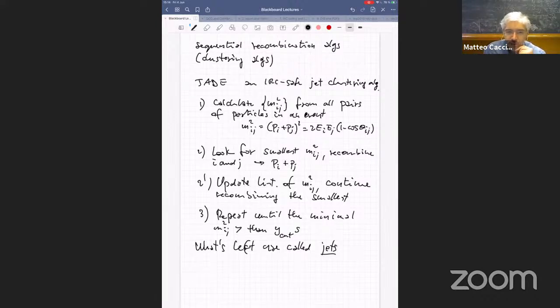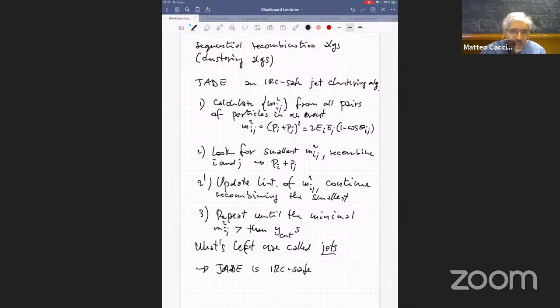This is trivially infrared and collinear safe. And you can see it easily because when you emit a soft particle off a massless particle, of course, the invariant mass remains zero. Remember the definition of infrared and collinear safety: you don't want to change the observable. So the emission of a soft particle produces a new pair with zero invariant mass, which is therefore immediately recombined by the way the algorithm works. Remember, you recombine the smallest invariant mass pair. And the same goes for the collinear emission. A collinear emission of a massless particle has a zero invariant mass. And so once again, this collinear branching is immediately reversed by the algorithm, and so the collinear branching does not change the observable. So this is JADE, and it is infrared and collinear safe.